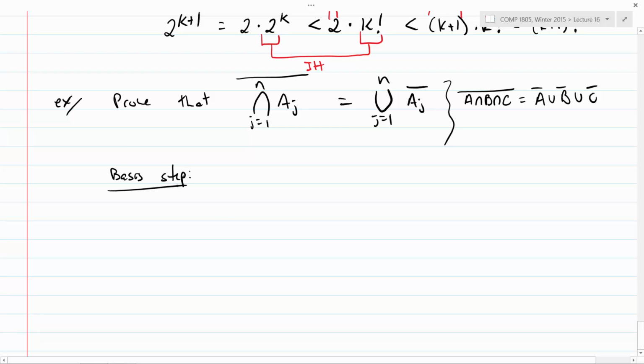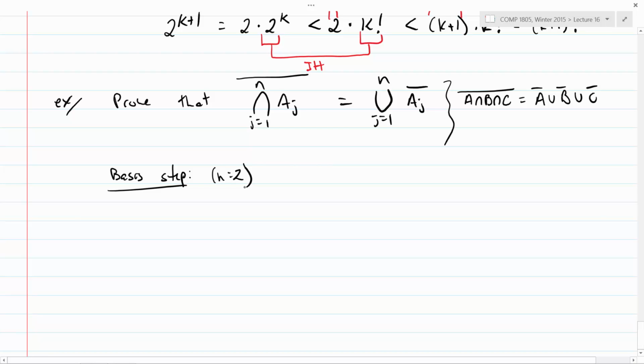And the basis step, well, what's the smallest n can be? You could make a strong argument for both. If n was 1, then this would be the intersection of aj with nothing, so just aj, and that would be the complement of aj, and this thing over here would be the union of complement of aj with nothing, so just the complement of aj. So it is in fact true when n equals 1, but I'm going to show you for n equals 2.